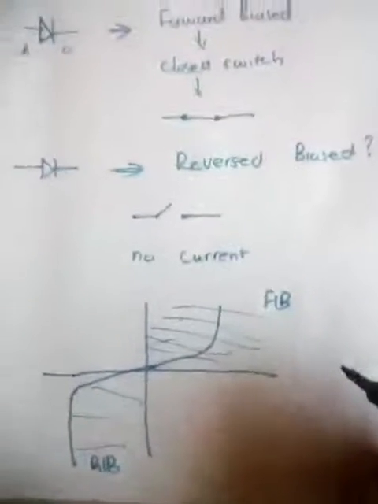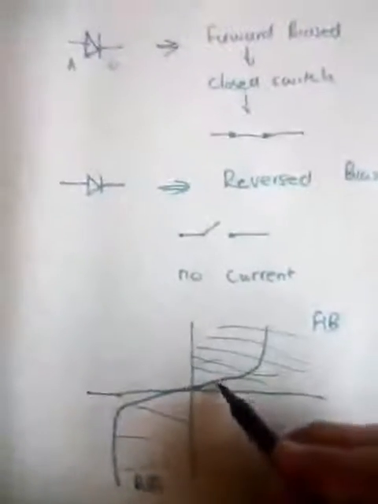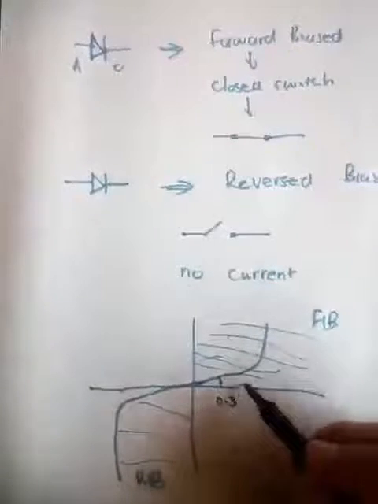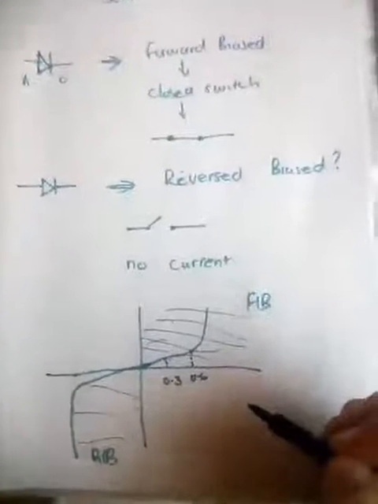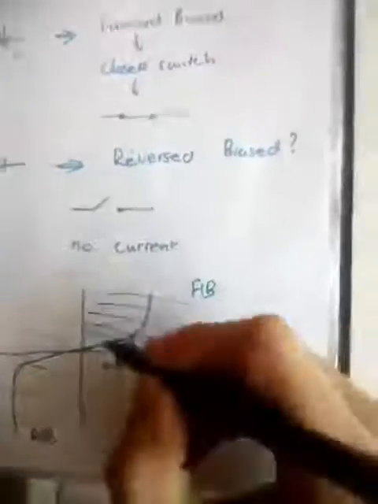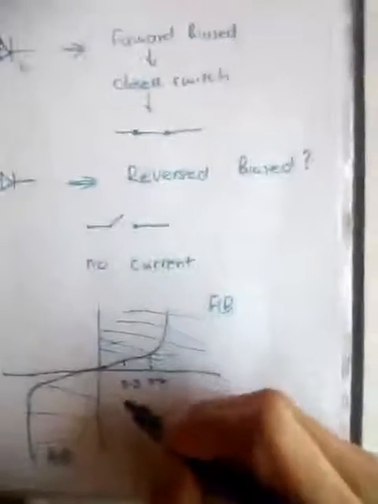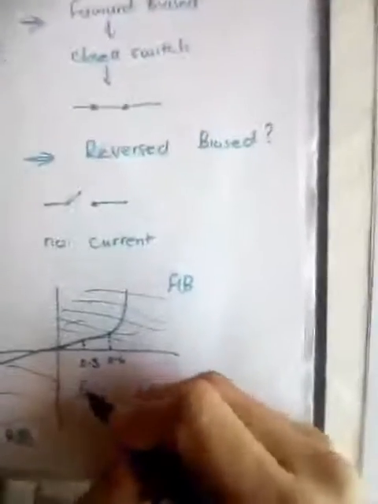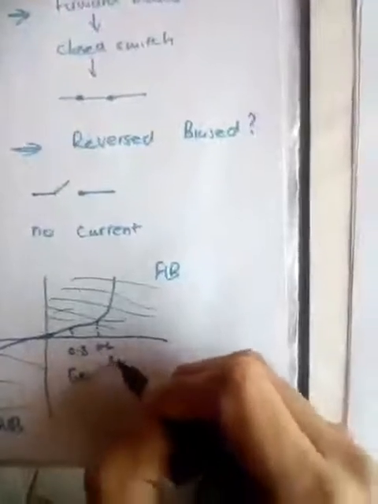Points that you must look out for exactly. There will be something called a 0.3 and a 0.6. Now what is that 0.3 and 0.6? 0.3 will be for germanium and 0.6 for silicon.